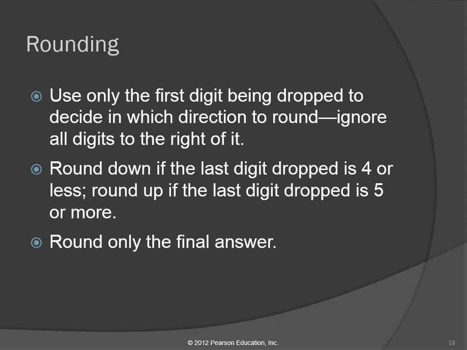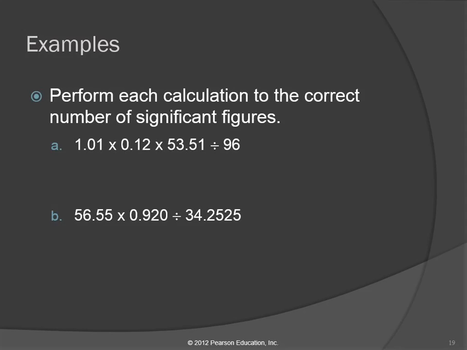So you round down if that digit you're dropping is 4 or less, round up if that digit being dropped is 5 or more, and we only round the final answer. Let's do a couple more examples. Perform each calculation to the correct number of significant figures. So if you have your calculator, get it out.